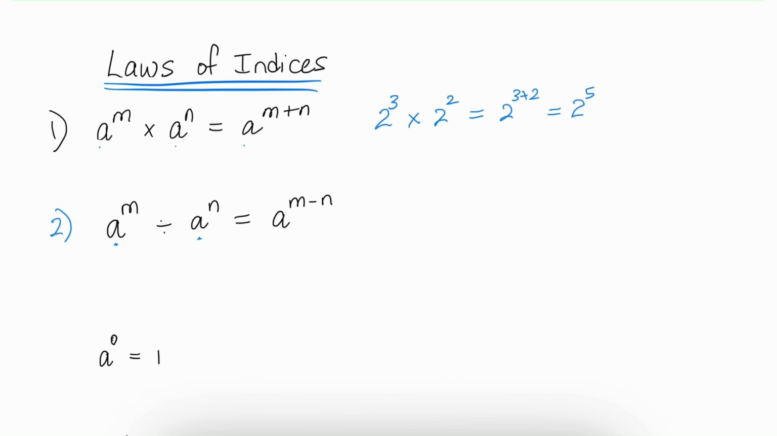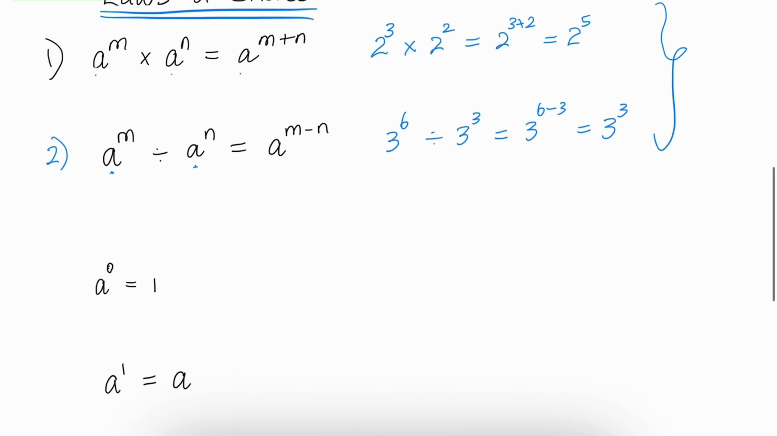Let's look at an example. If you have 3 to the power of 6 divided by 3 to the power of 3, this would be 3 to the power of 6 take away 3, which is 3 to the power of 3. All right, so for these two rules here, the base must be the same. It has to be the same base, otherwise these rules do not apply.